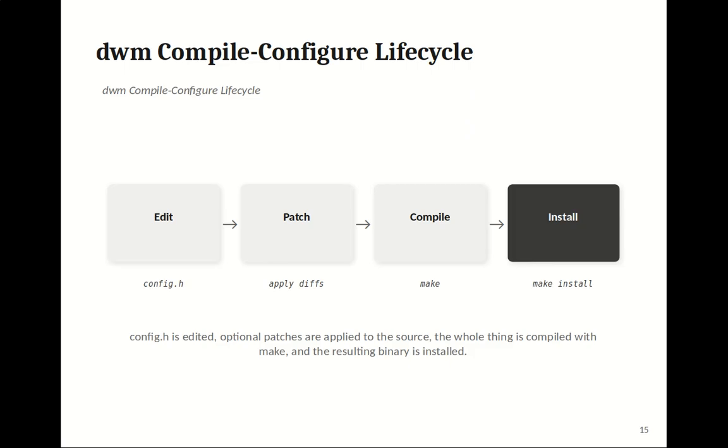DWM compile configure lifecycle. Edit config.h, patch apply diffs, make compile, make install. Config.h is edited, optional patches are applied to the source, the whole thing is compiled with make and the resulting binary is installed.